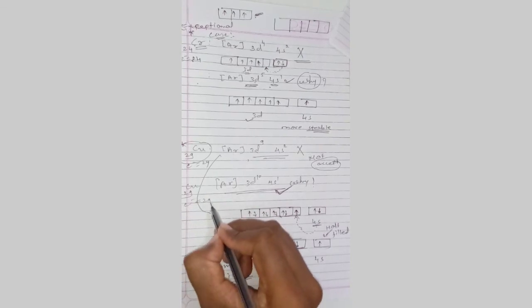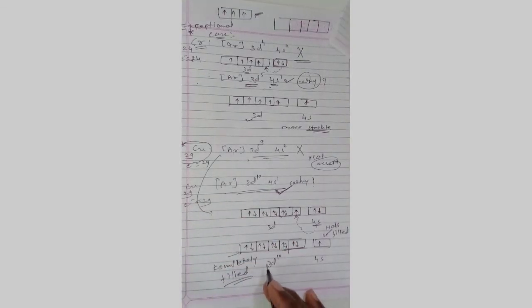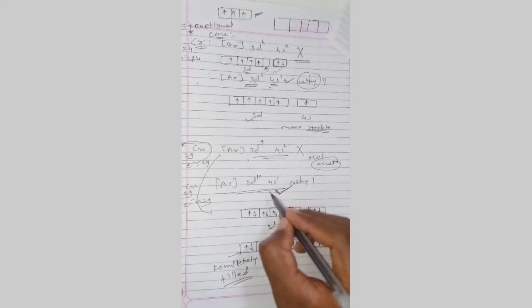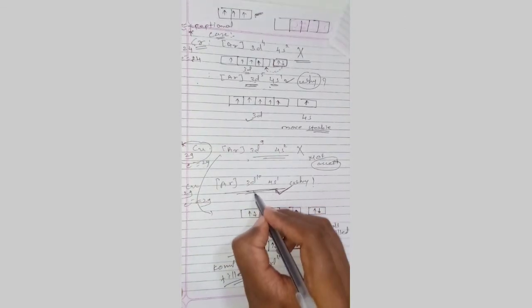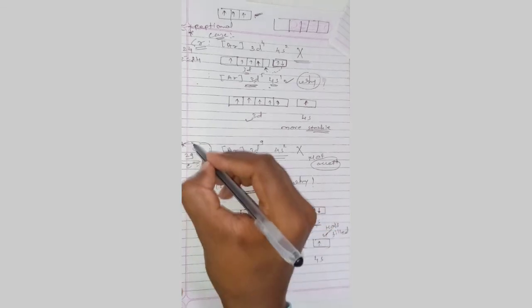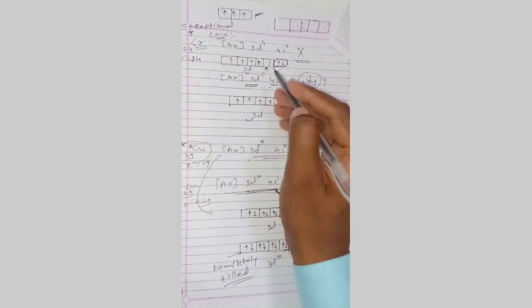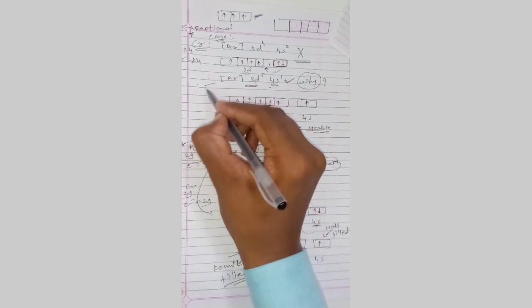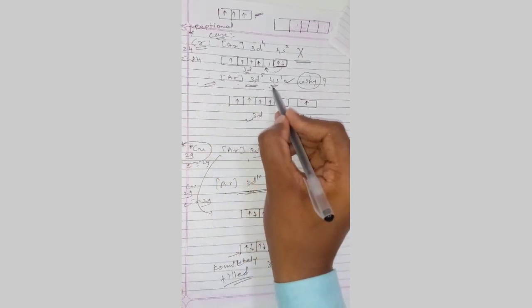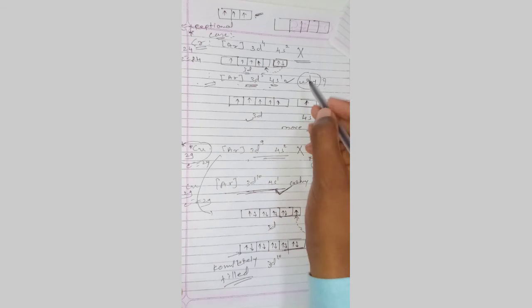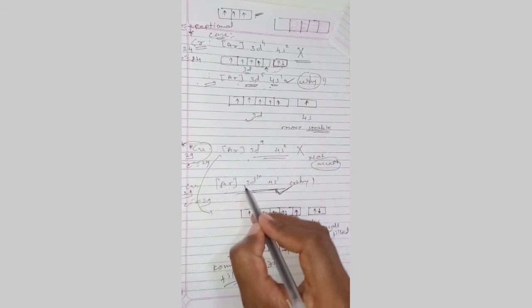Okay, so this is the important electronic configuration: for chromium, argon 3d5 4s1, and for copper, 3d10 4s1.